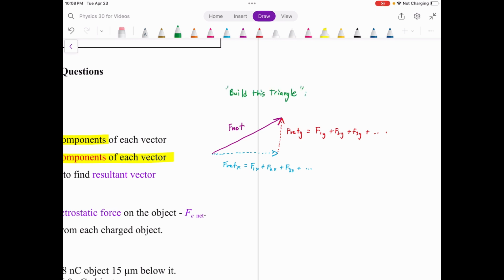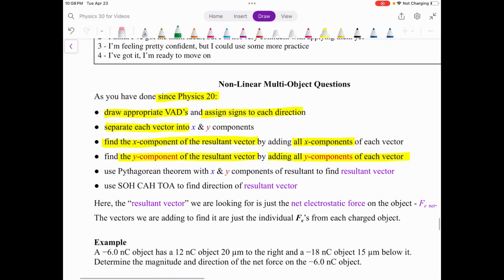We want to essentially build this triangle one side at a time, right? And in order to do that, we need to get its x component by adding up the x component of every force that's involved. And to get its y component, the net y force, we add up the y components of every force that's involved. Then we'll have these two sides. How can we get this side? With the Pythagorean theorem, right?